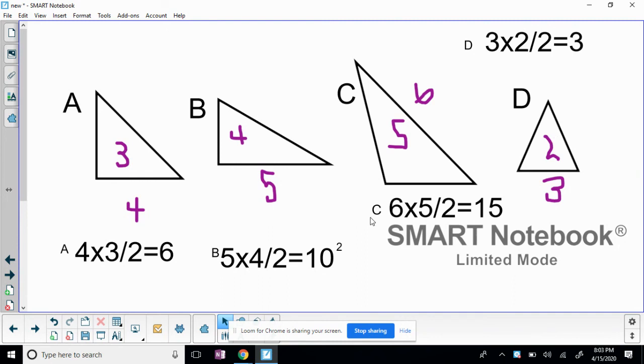That's why, right? So just to recap, area of a rectangle, area of a square, area of a parallelogram, base times height. Area of a triangle, base times height divided by 2. Doesn't matter which triangle, all right?